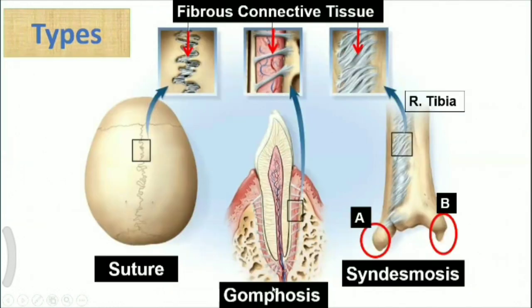What is the name of the binding material in gomphosis? Periodontal ligament. What is the name of the binding material of the syndesmosis? Interosseous membrane. I think you know it. So let's proceed.